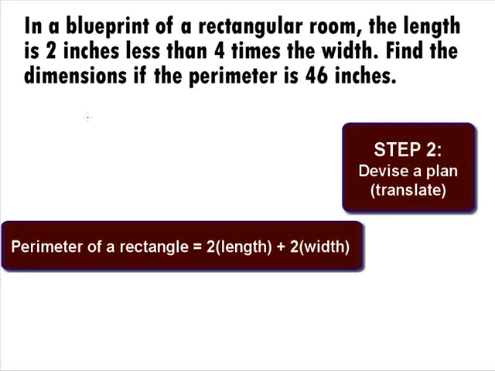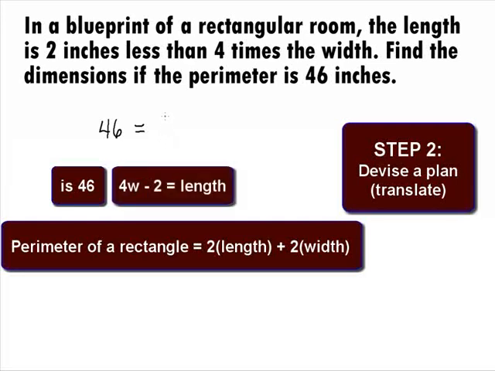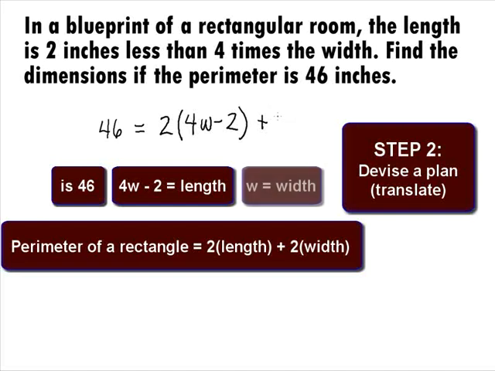Since the perimeter is 46, the length is 4W minus 2, and the width is W, we can plug those into the perimeter formula and get 46 equals 2 times the length, which we're using 4W minus 2, plus 2 times the width, which gives us 2W.